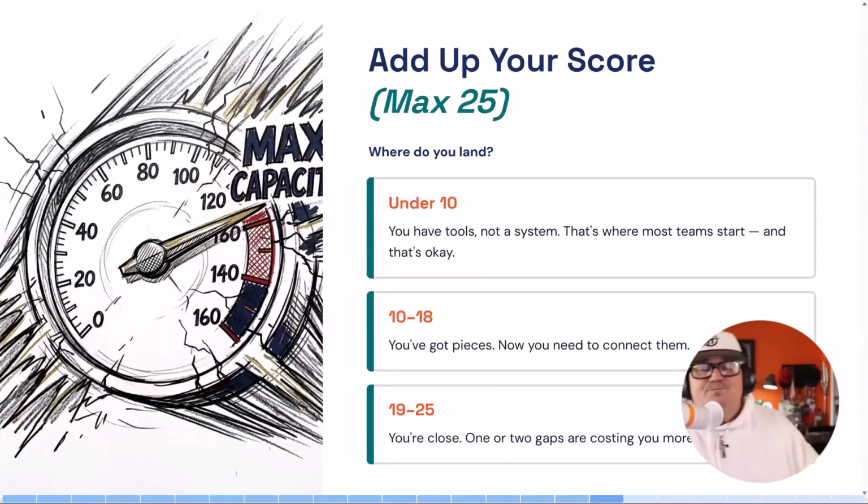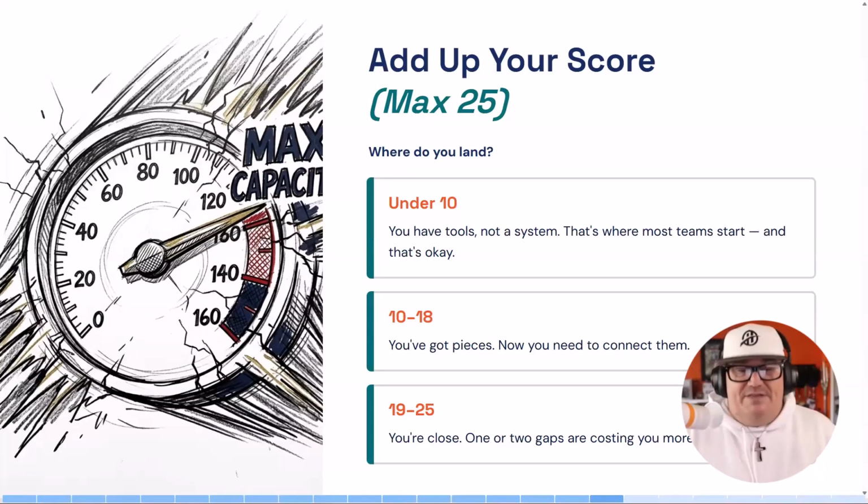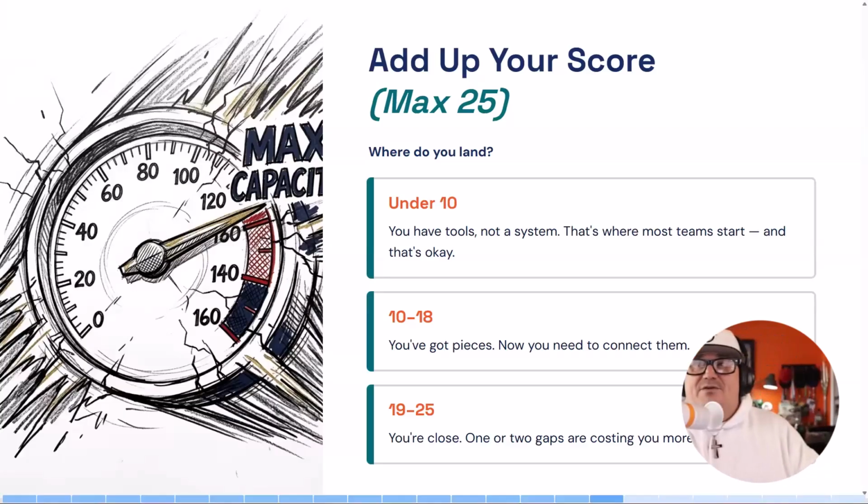Okay. Now, add up your score. The max is 25. Under 10 means you don't have a system yet. You've got some tools, you've got some humans, and that's where almost everybody, by the way, starts. And that's okay. That's why I'm doing this AI content system series, to help people get from there to a better place.